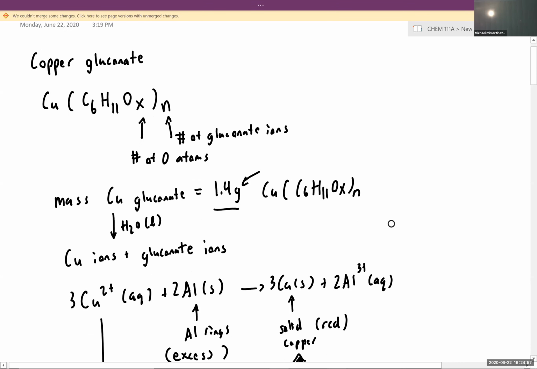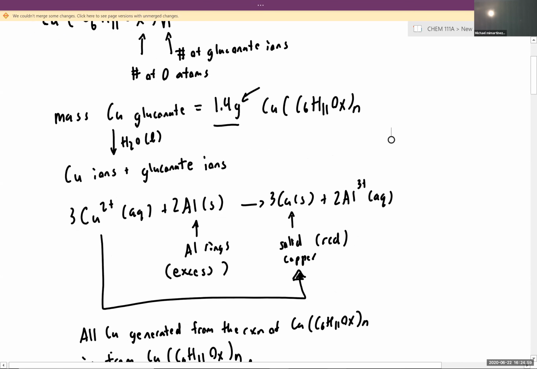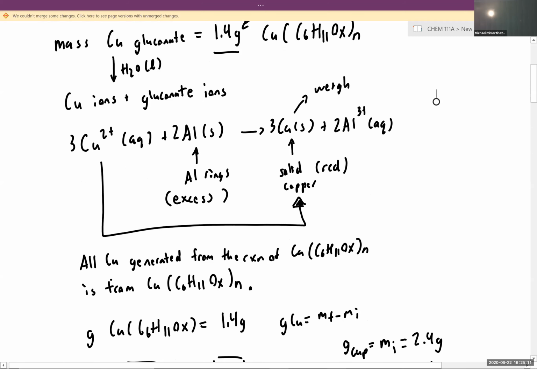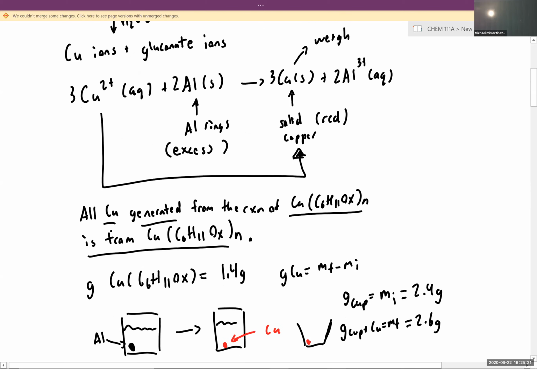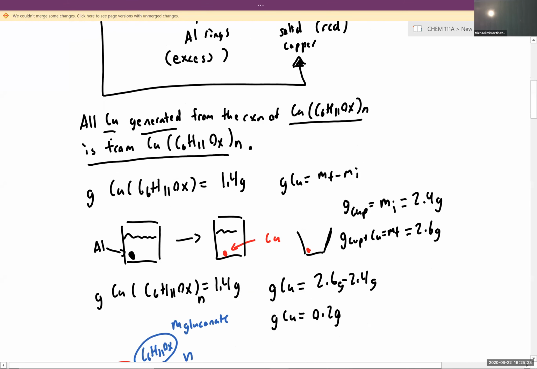We can then react the copper with aluminum to convert the copper ions into solid copper that we are then going to weigh. A critical feature of this experiment is all the copper generated from the reaction of copper gluconate came from our copper gluconate. So then we're going to weigh our copper gluconate.